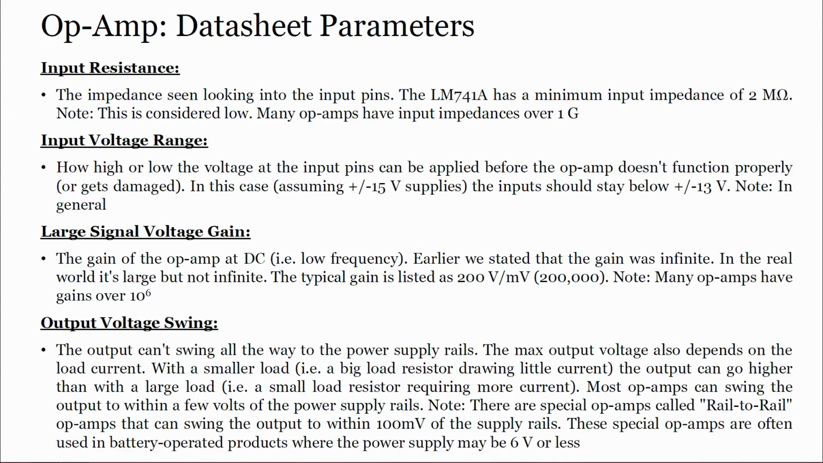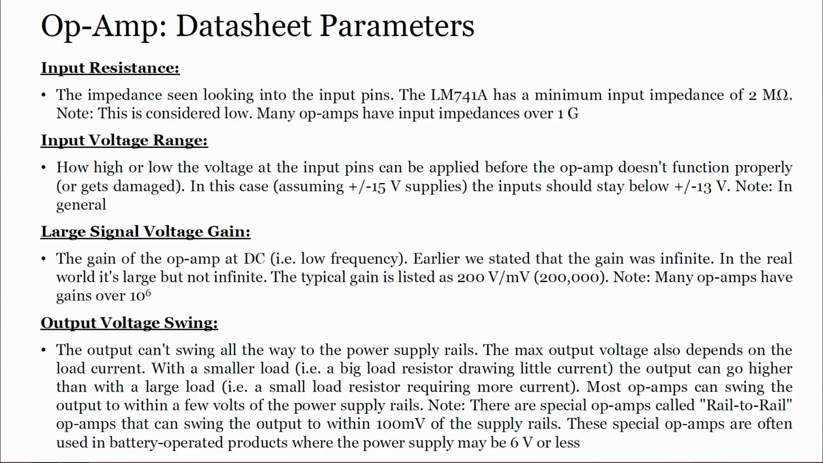So, other parameters: input resistance, input voltage range, large signal voltage gain, output voltage swing. These are the parameters you will see in the data sheet. Impedance looking into the input pins: LM741 has a minimum input impedance of 2 mega ohms. Many op amps have input impedance of or over 1 giga ohms.